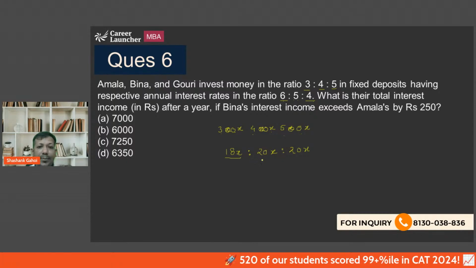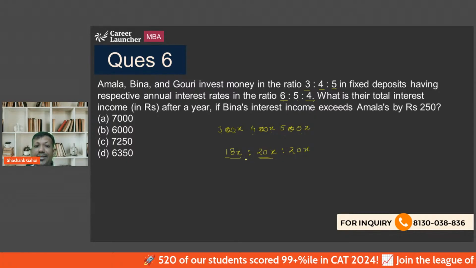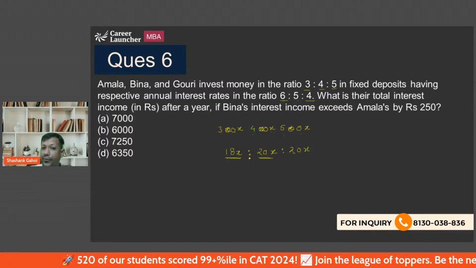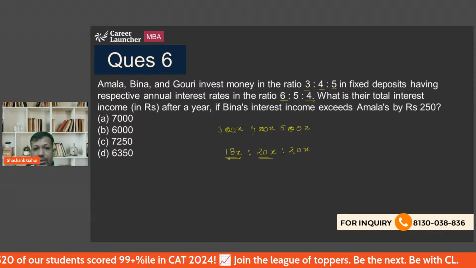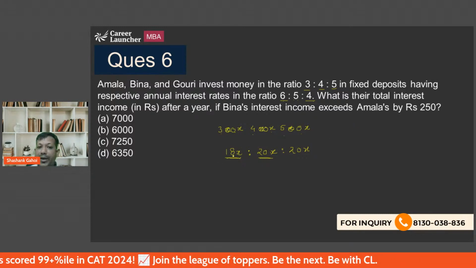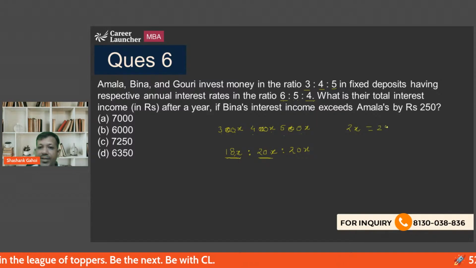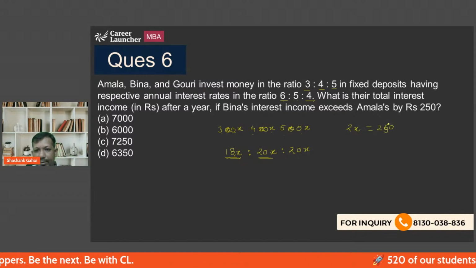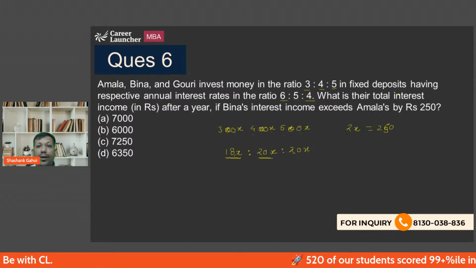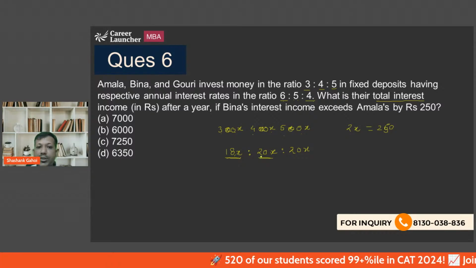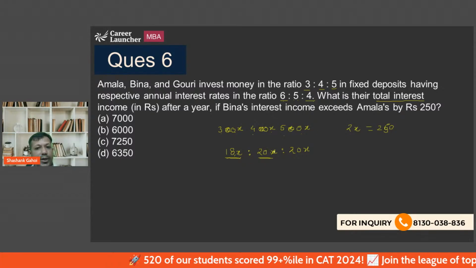Now it says that Beena's interest exceeds Amla's by 250 rupees. It means 20x minus 18x, 2x, and that's equal to 250 rupees. That's what the question is giving us, right? Now the question is saying, what is the total interest? So what is the total interest? That is 18x plus 20x plus 20x.